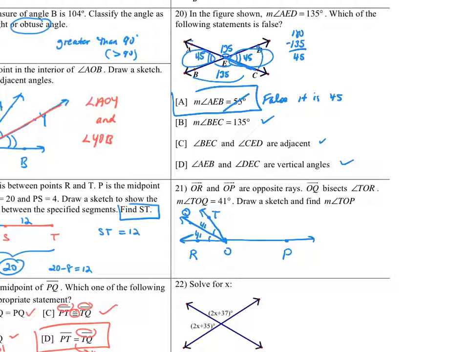And then we have to find the measure of angle TOP. So let's just call it X. So those three angles together form a straight line of 180 degrees. So we have X plus 41 plus 41 equals 180. So x plus 82 equals 180. And that means that x will be equal to 98 degrees. So this angle would be 98 degrees.